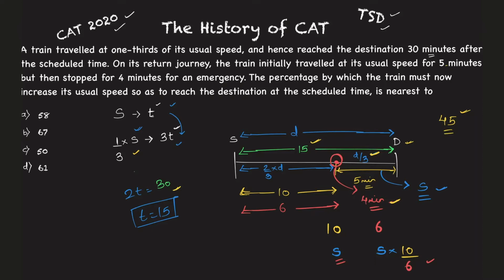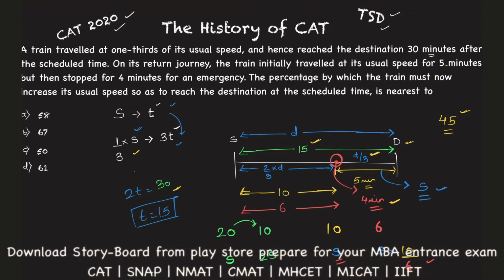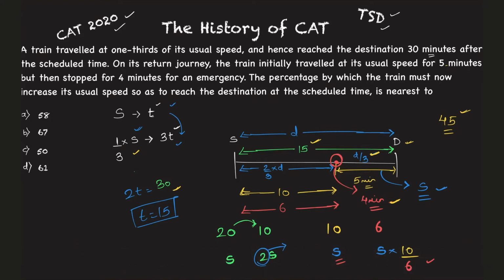In case you are wondering how I wrote this, take an assumption. If earlier it could have covered it in 20 minutes, say, now it is covering it in 10 minutes. So if earlier the speed was s, what will be the speed now? The time has reduced by half. So the speed should be double, right? So how will you get this? 20 divided by 10. That's how you will get this. That's what I had done here. This divided by this. This is your 20 here and this is your 10. So 10 divided by 6 of s. That is how you increase your speed.